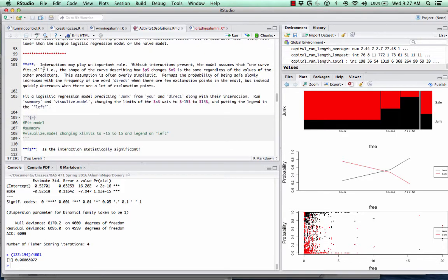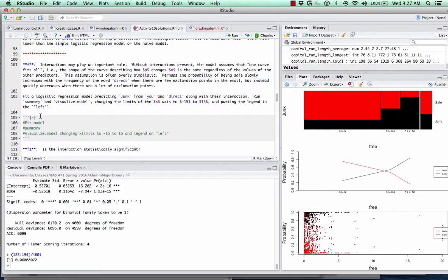All right, part F says that interactions may play an important role, and they very often do. Without interactions present, the model assumes essentially a one-curve-fits-all approach. The shape of the logistic curve describing the way the probability changes with our predictor variables is the same for all individuals. If we allow an interaction to be present in the model, then the shape of that curve can be different depending on the characteristics of what particular individuals we're talking about. Sometimes that curve might be really steep. Sometimes the curve might be changing slowly.